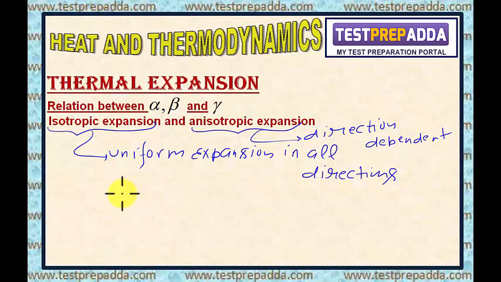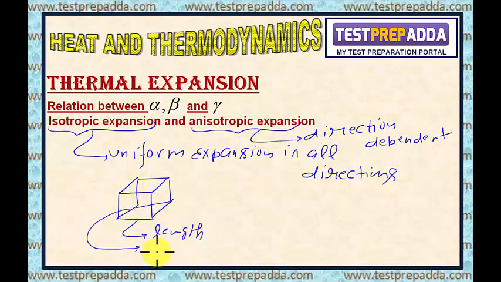Consider a solid cube. This is the length, this is the width, and this is the height. For a cube, length, width and height will be the same. If I take the example of a cuboid, then length, width and height will be different.